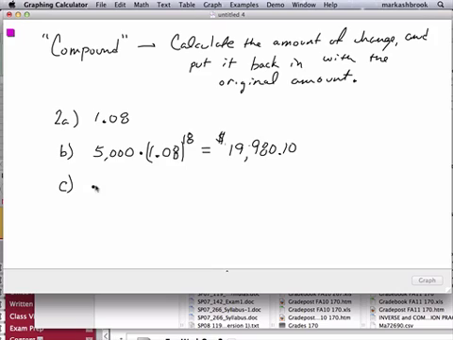Okay, so C is the function, is that right? Yes. 5,000 times 1.08 to the p power. This is what you should have got.